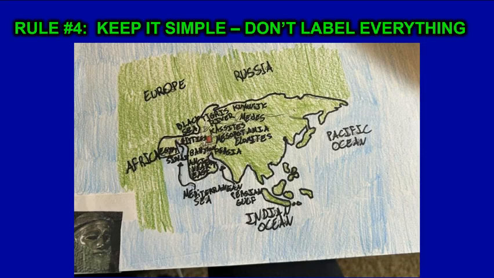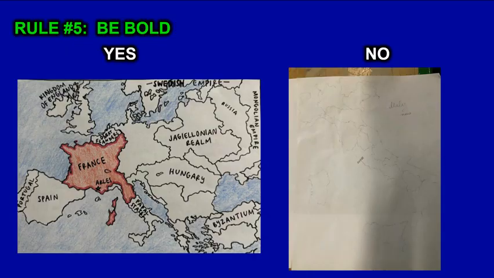Look how confusing this one gets. They labeled everything, and I can't even tell where it's from. I can see the red, but I don't know which of those names applies to the red mark. Be bold. The one on the left is so easy to see, right? Use a marker. The one on the right, I can't see. It's so difficult to see.